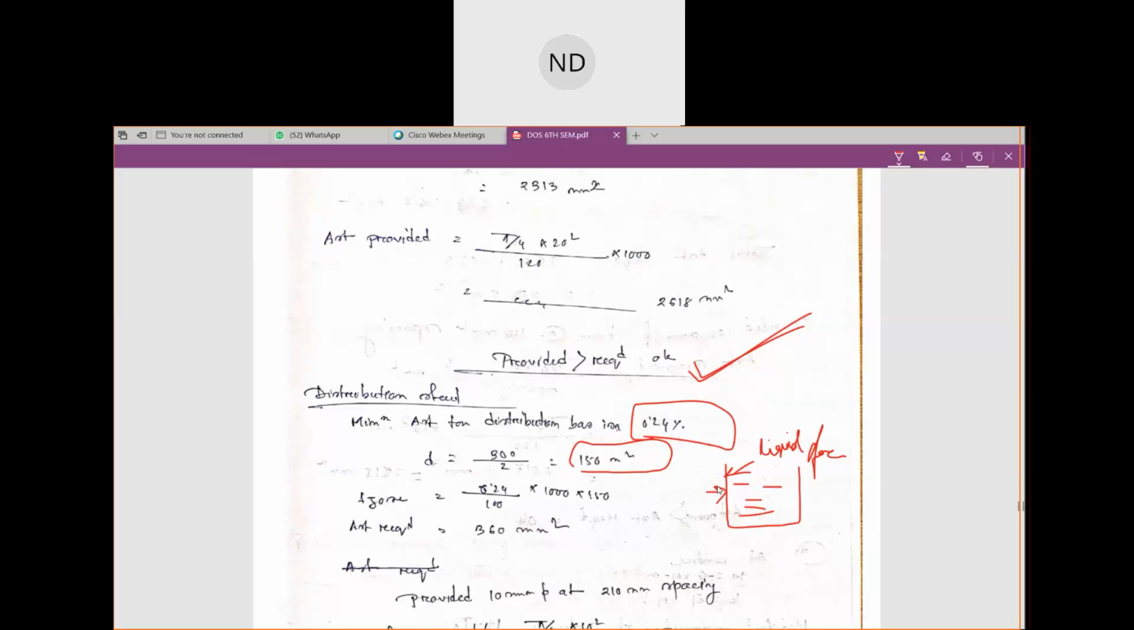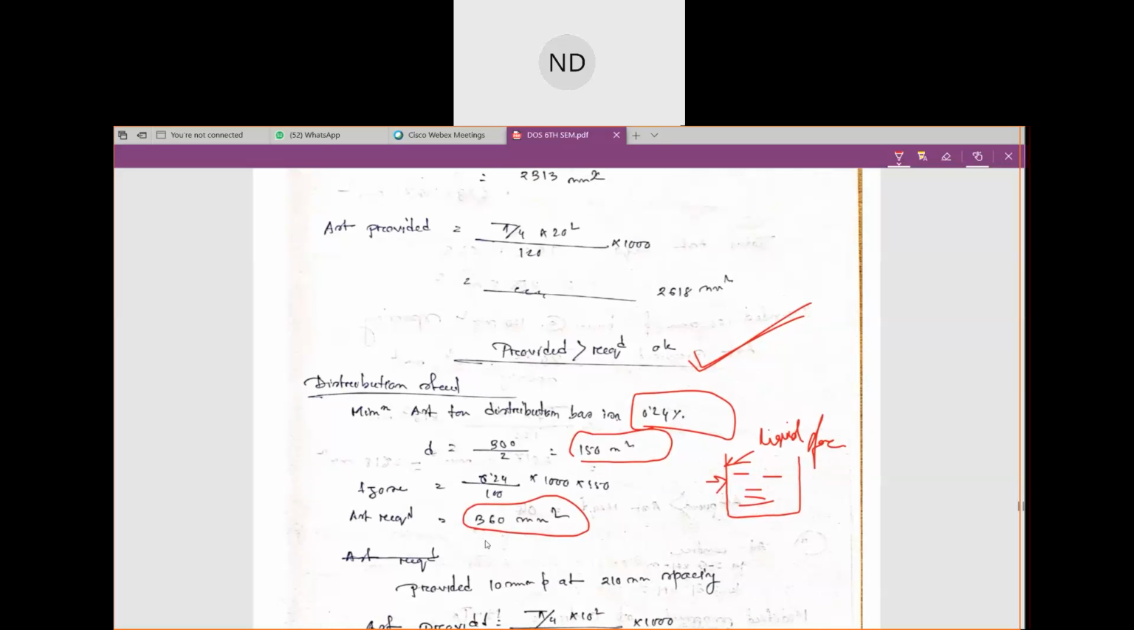So the reinforcement will be placed in that way. Now the first zone will be how much? The percentage of steel is 0.24%. So 0.24% of 150, per meter, so the width is 1000. So area of steel required is how much? 360 mm square. Area of steel required is this much.